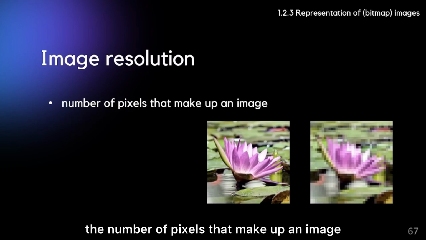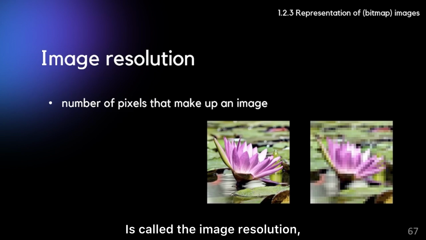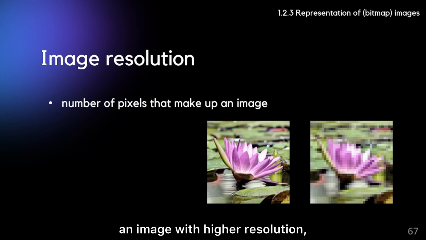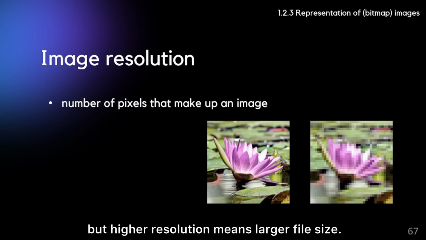The number of pixels that make up an image is called the image resolution, and you can see from the picture that an image with a lower resolution will have less detail than an image with higher resolution, but higher resolution means larger file size.